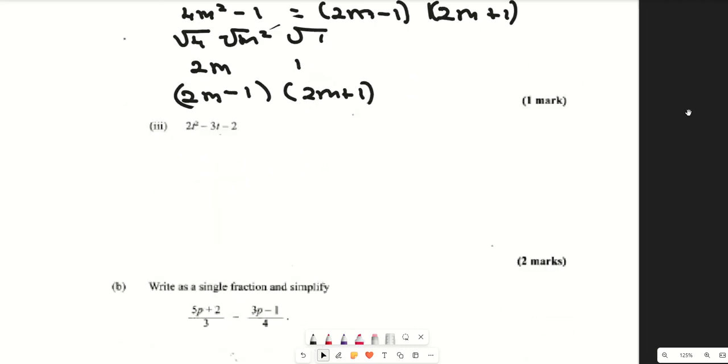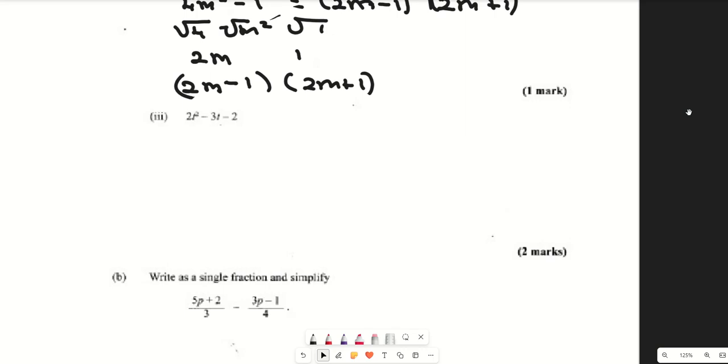Right, next one that we have there, we can see that it is 2t squared minus 3t minus 2. Although it's not x's, it's actually t's, right? We see that the highest power is squared, and the powers are decreasing in value. So this here is a quadratic equation.